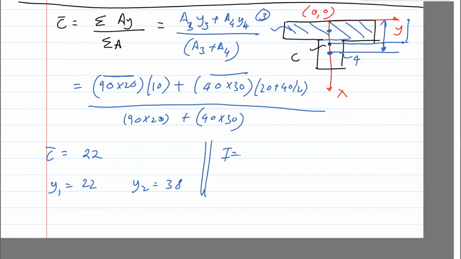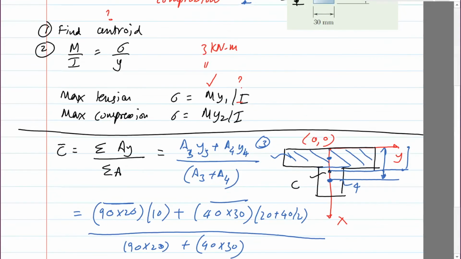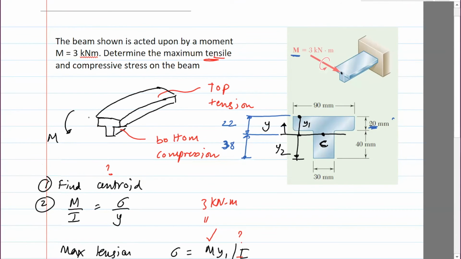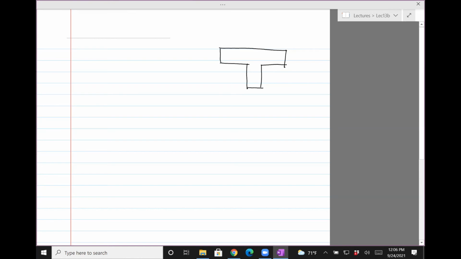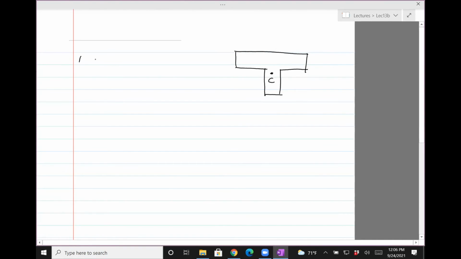Okay, so why did we use Y1 for tensile and Y2 for compression? That's because for the given M, when you load it this way, the top part will be under tension and the bottom part will be under compression. It just depends on how this M is. We are substituting the inertia in the formula. We are always computing the inertia about the centroid or the neutral axis. So the neutral axis is right here, and we want to find the inertia about C, I think it's called C bar.